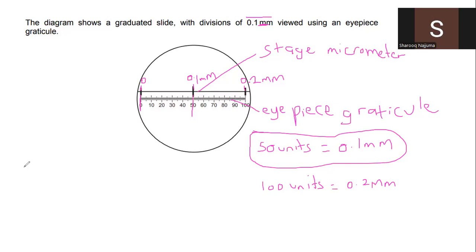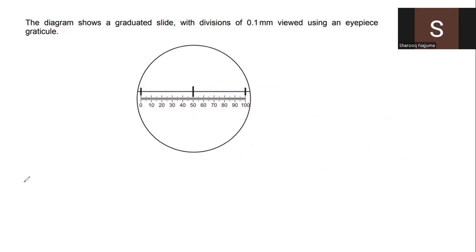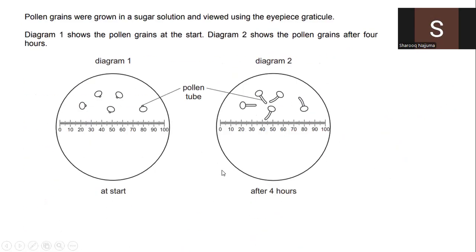Okay, so next, let's look at what the question is asking for. They're giving us some information here that pollen grains were grown in a sugar solution and viewed using the eyepiece graticule. Remember, this is a continuation of the previous slide. Diagram 1 shows the pollen grains at the start. Diagram 2 shows the pollen grains after 4 hours.